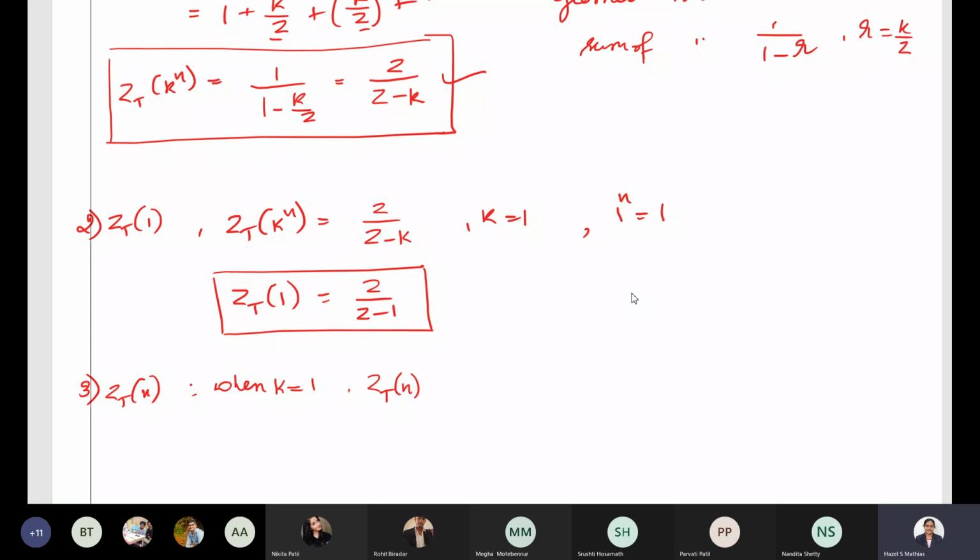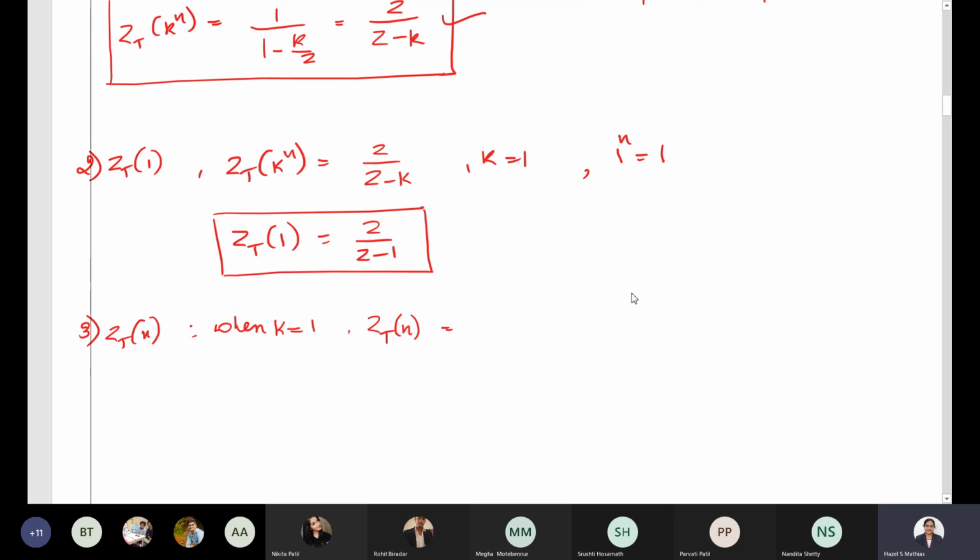What is the transform of n when k equal to 1? How can you solve this? Anybody, any idea how to solve this one? Just think about it for a while. How can we find the Z transform of n?